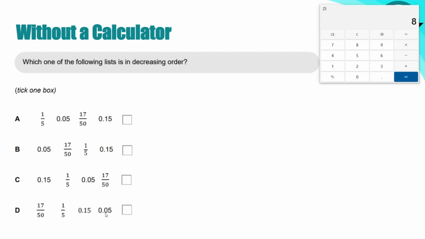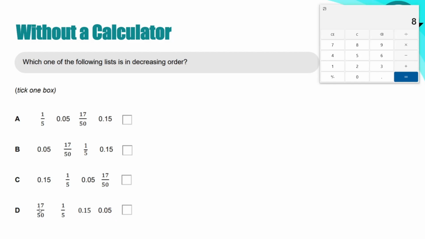So we can see 0.05 is a very, very small number, and it's certainly smaller than 0.15. 1/5, like I mentioned earlier, you'd be expected to know that that is 0.2 as a decimal. And the 17 over 50, we don't really need to worry about that one, to be honest. You should be able to answer this question with just that knowledge. Even just knowing that 0.05 is your smallest should be enough to answer that question.